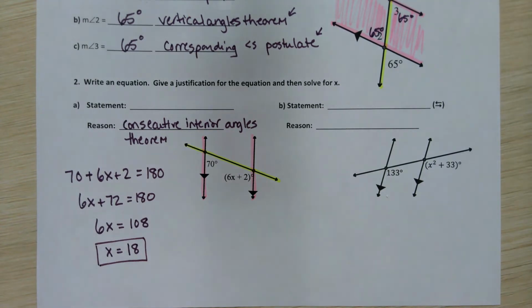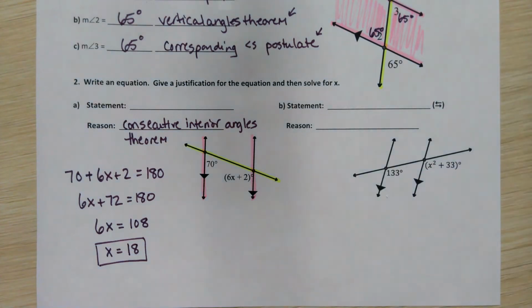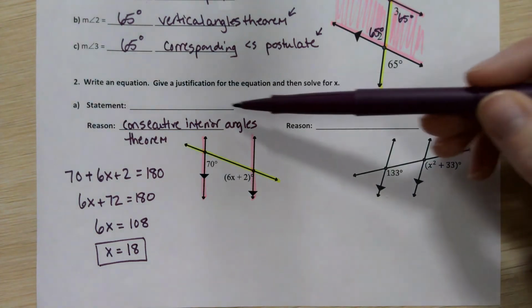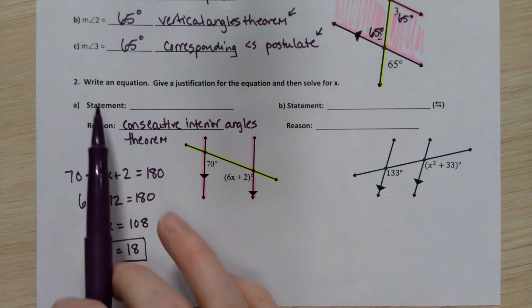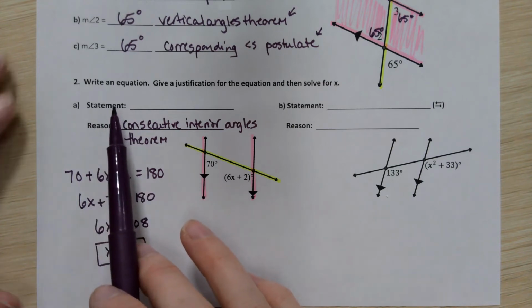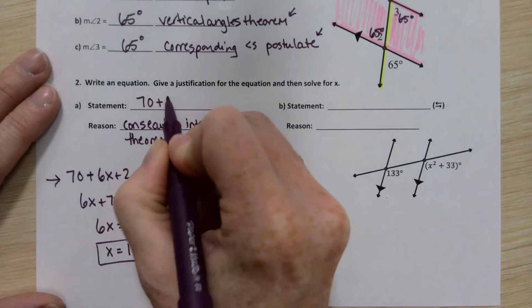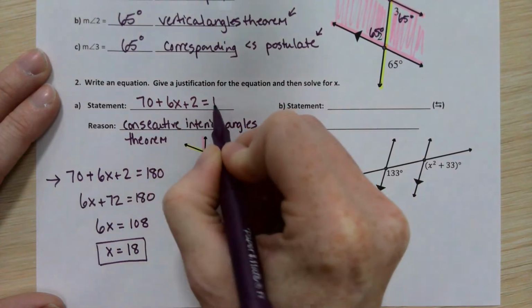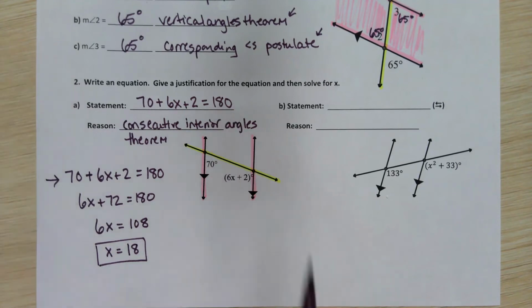So we've got a situation here where we filled in our reason, we found our x, but then there's this statement up here that we're looking at as well. That's kind of like the general equation that we would have used back in some of our previous standards, except we don't have names for these angles. So the best that we can do for this statement this time around is just to write what our original equation was. So we took those angles and we added them together to be equal to 180 degrees. And the reason we were allowed to make that statement, to write that equation, is because of the consecutive interior angles theorem.